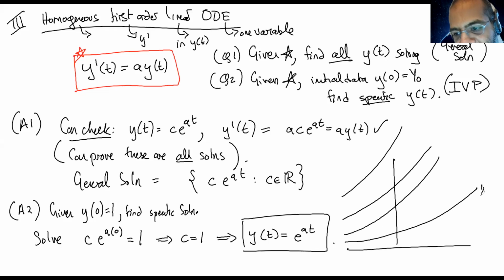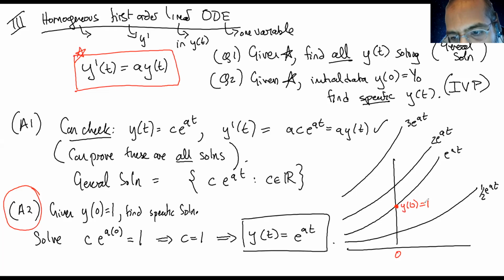This is like maybe half e to the at. This is maybe e to the at. This is 2e to the at. This is 3e to the at. The general solution is asking you to find all of these. The particular solution is asking, suppose I know that y of 0 equals 1. There's only one of these that satisfies that, right? That's this one. And that is the solution to the initial value problem.